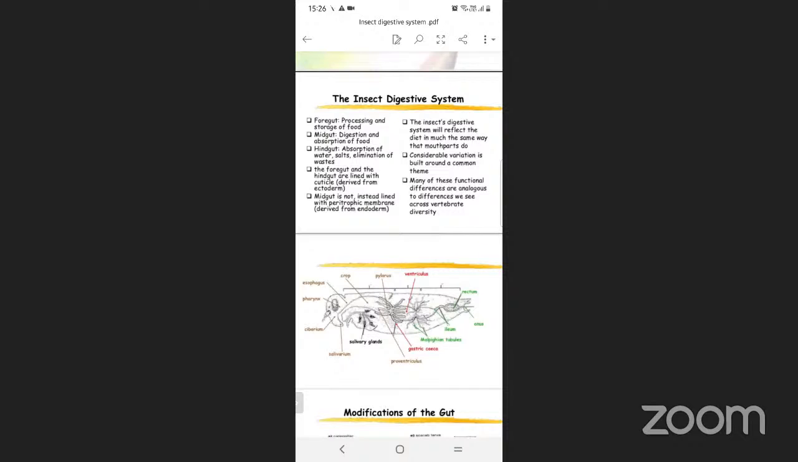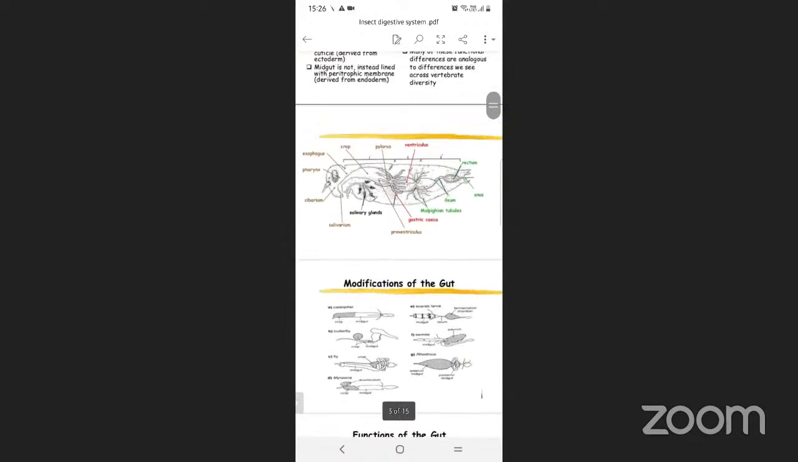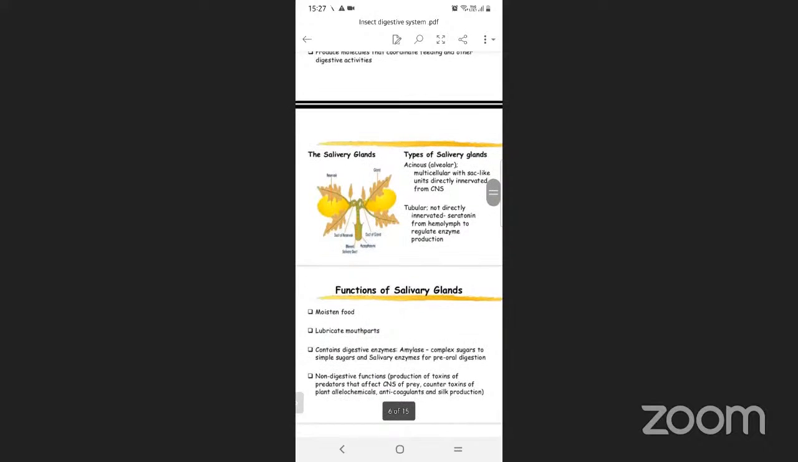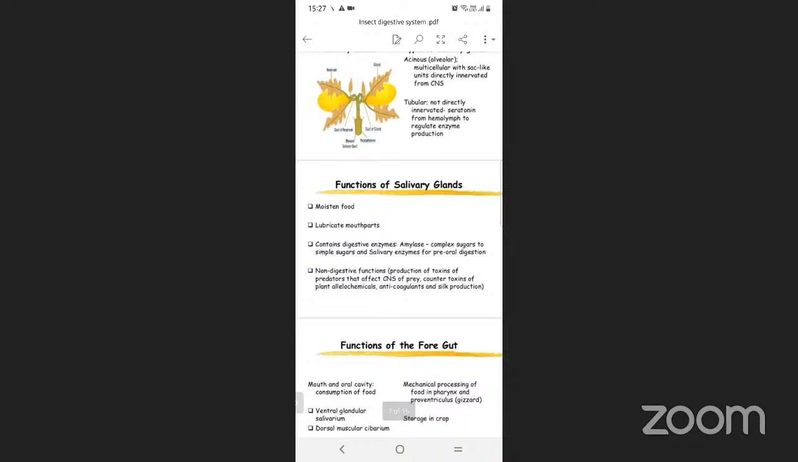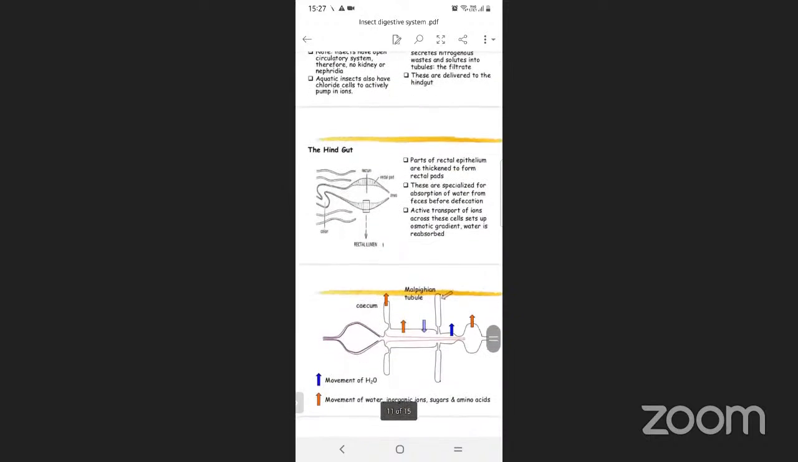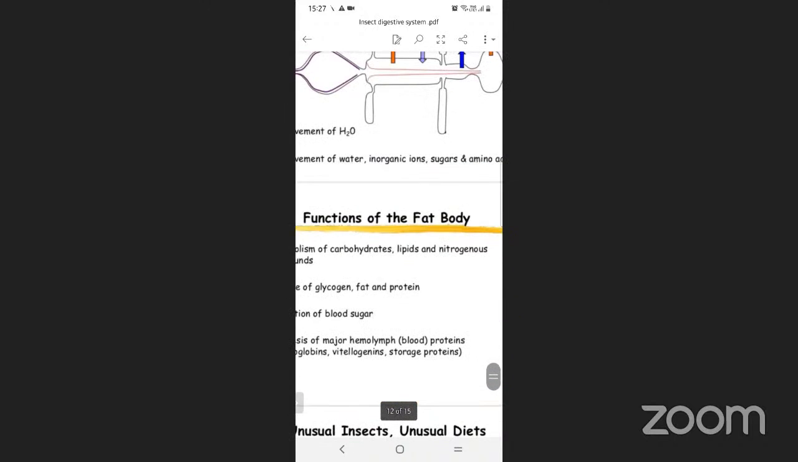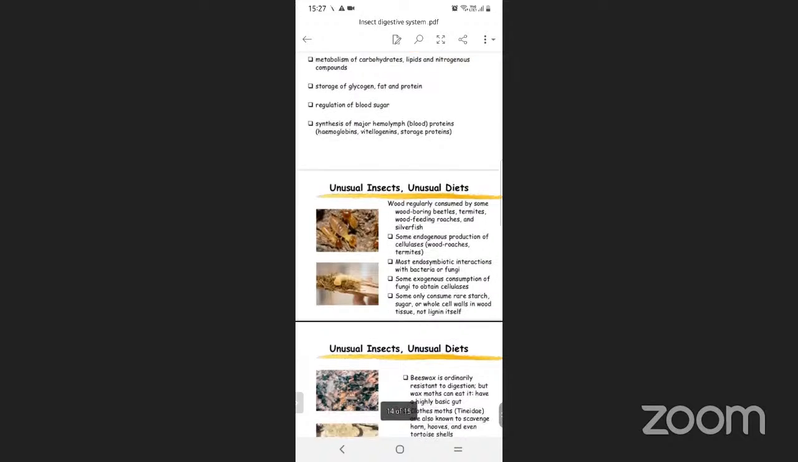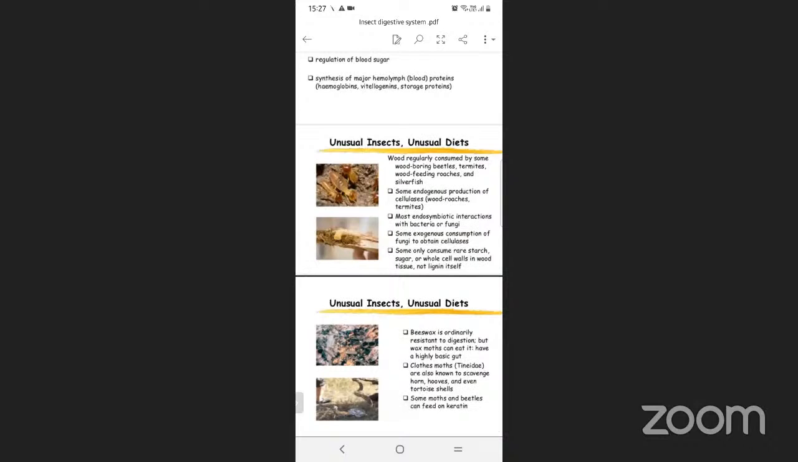Shall we start the excretory system? Is it clear for you, the insect digestive system? First, we discussed the parts, modifications, and functions of the gut, and types of salivary glands, which function in a unique way. Functions of the fat body, and we come to the unusual insects with unusual diets.